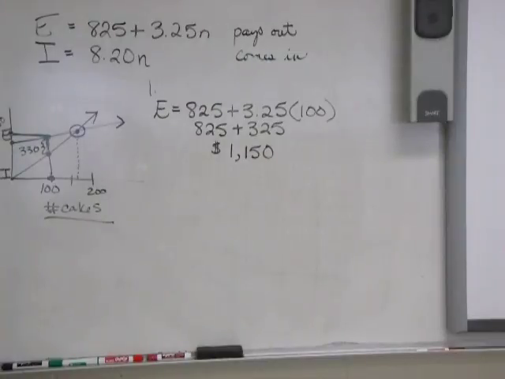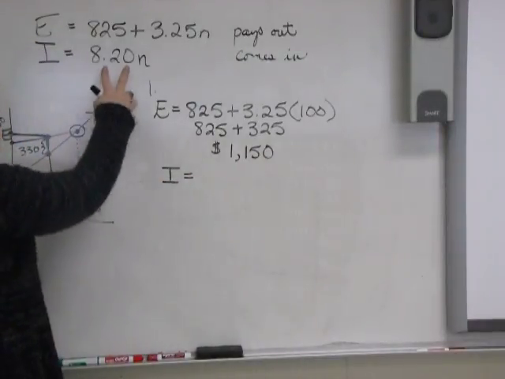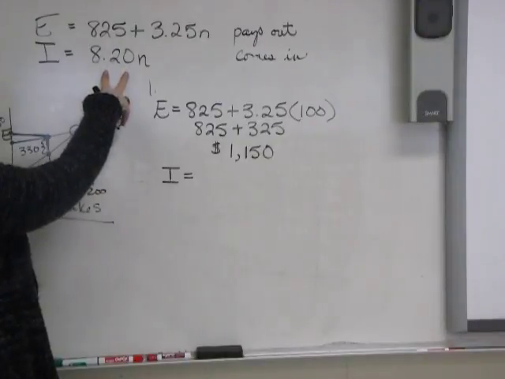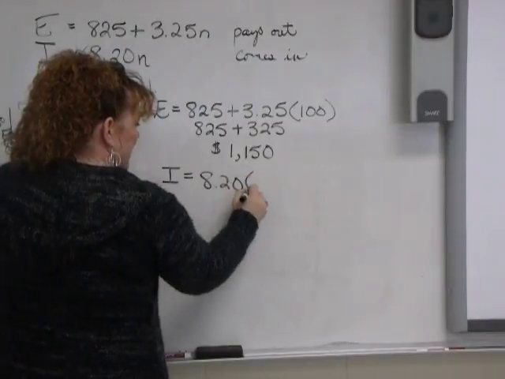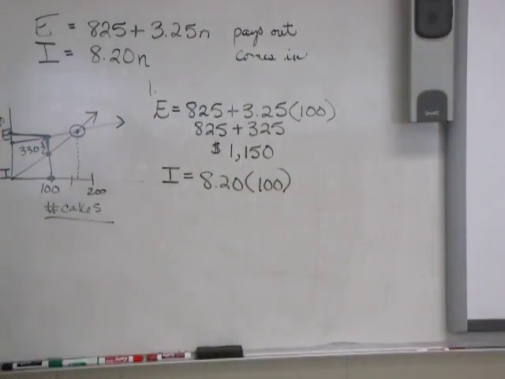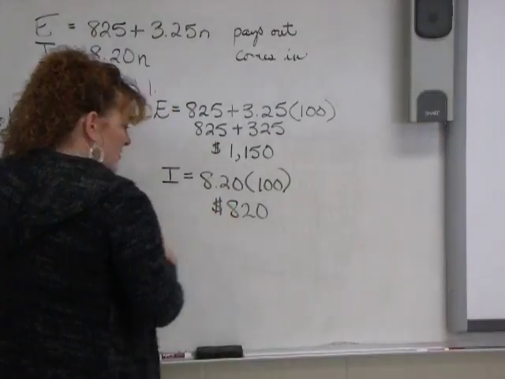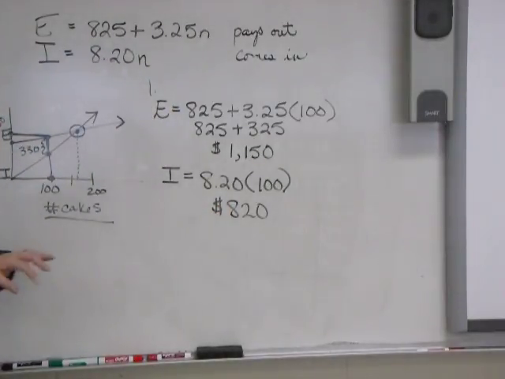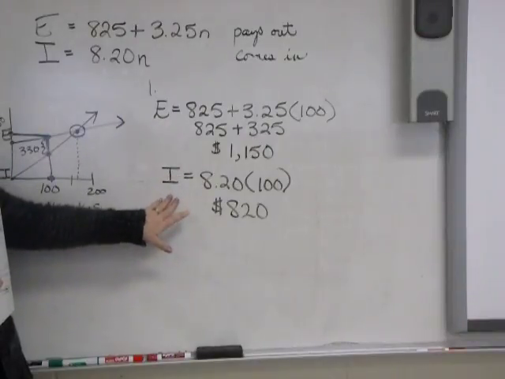150. Now the income is the same thing. They've given me the formula for the income or the equation. It's $8.20 per cake for 100 cakes. I just plug 100 into N, and that gives me $820. So this answers the question for what is his expenses and what is his income for the month of January.